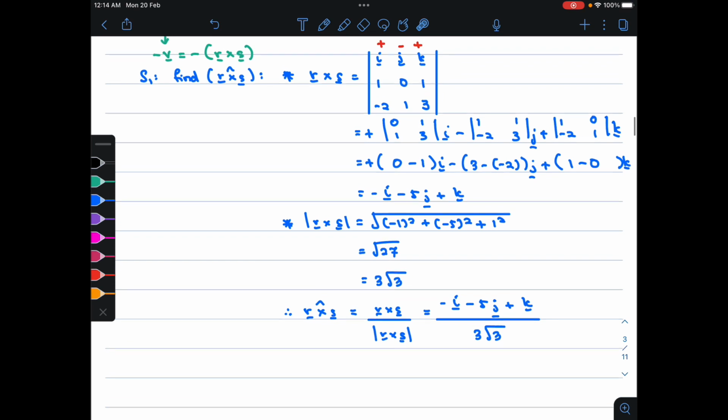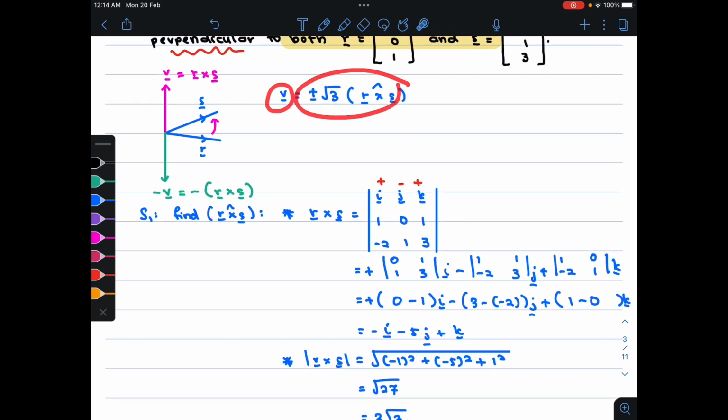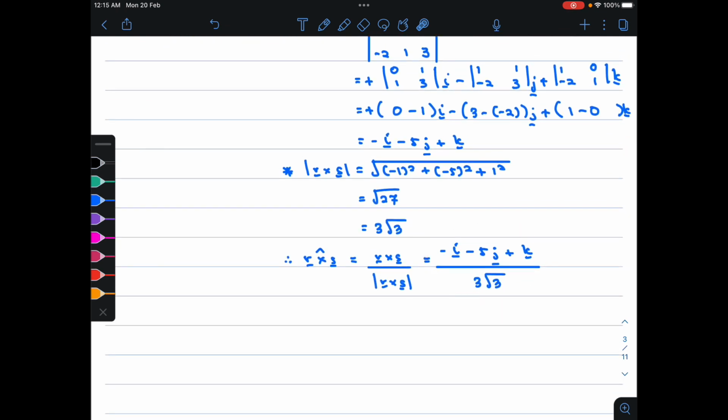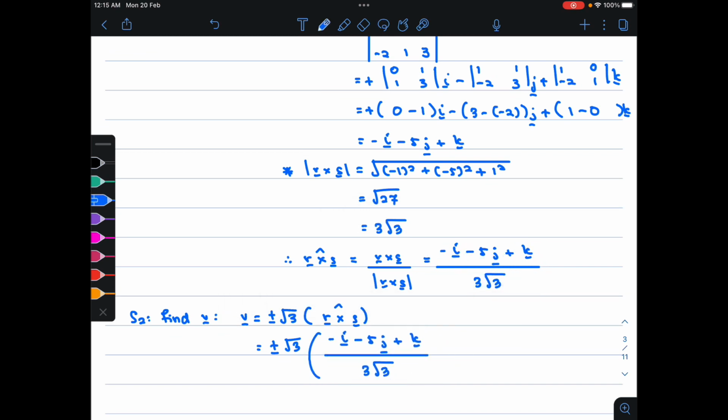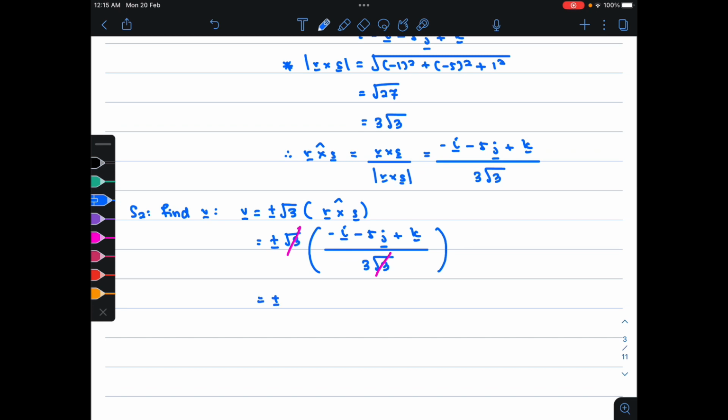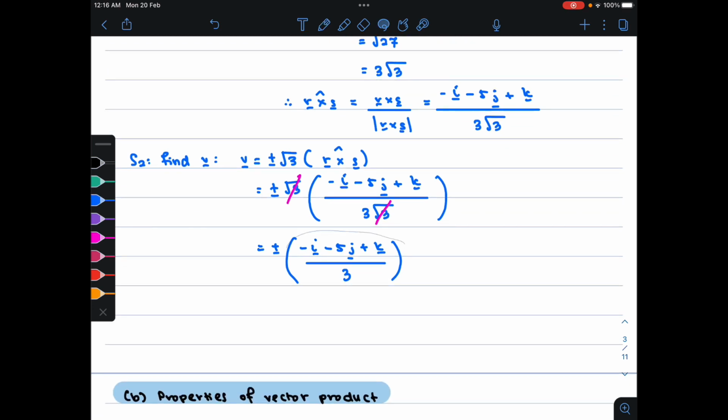So since for the final answer, we need V equal to plus minus set 3 the unit vector, there's no need for you to simplify this because now we need to substitute this into V. And this is the final answer, which is plus minus 1 over 3 times negative i minus 5j plus k.